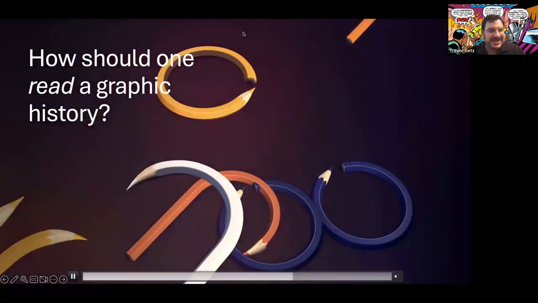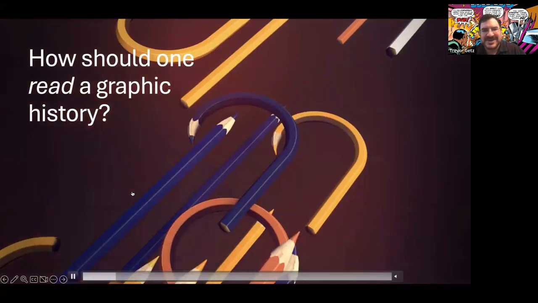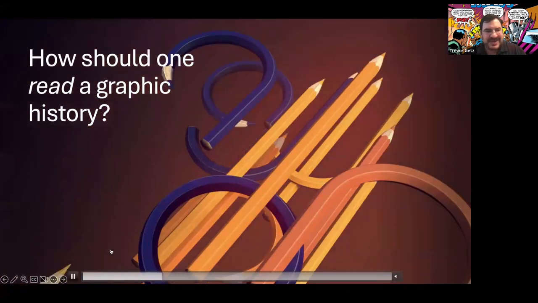Agreed. Boy, I didn't realize that I had so animated this particular page, which we're gonna hopefully move through really quickly. There we go.